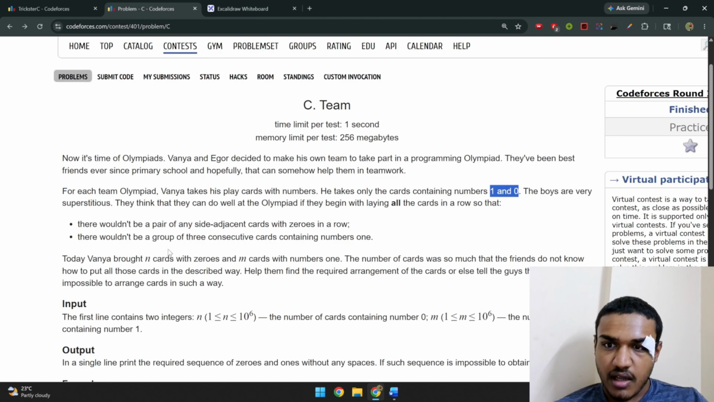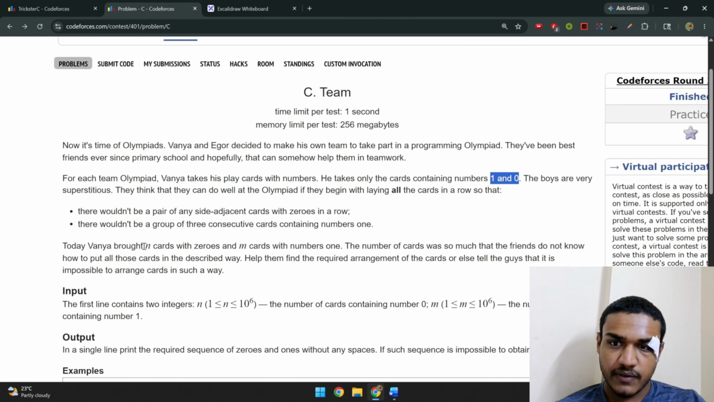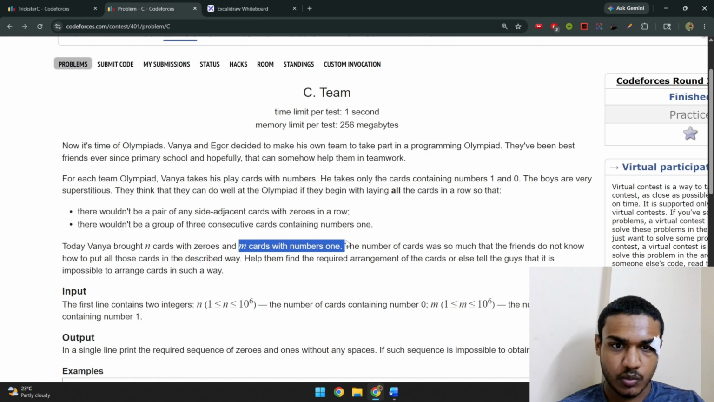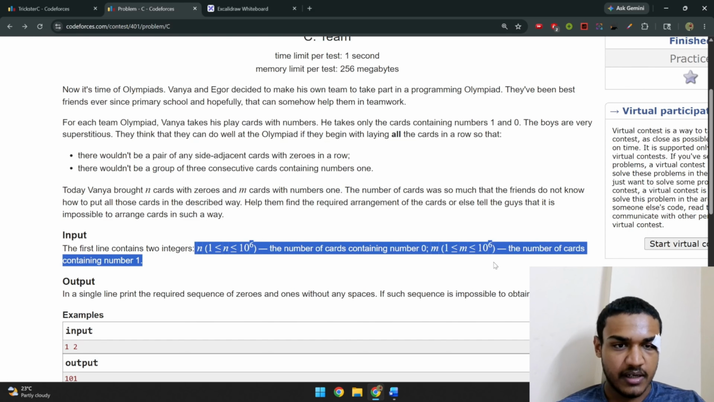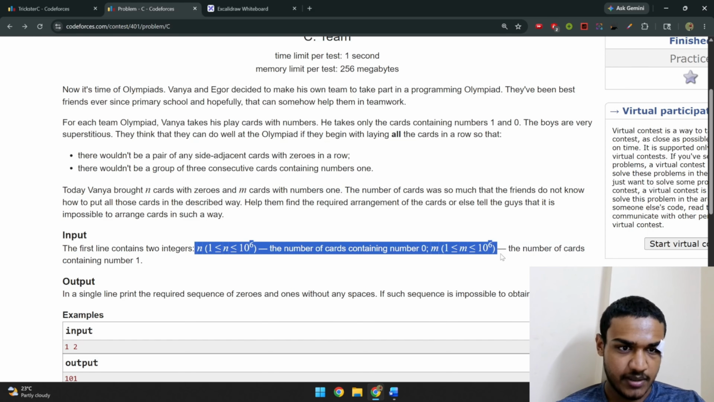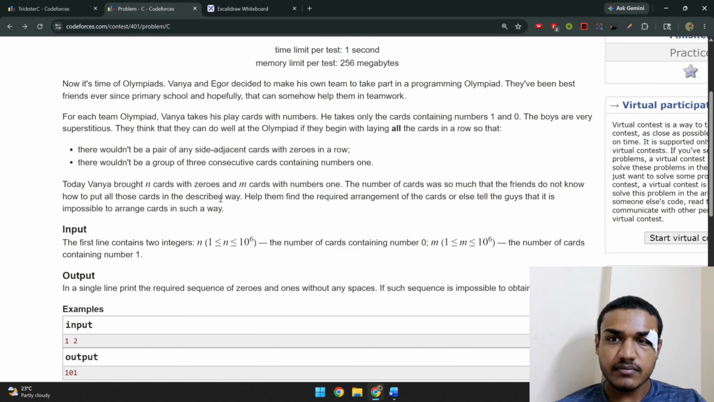But before that, how are they giving us the input? We get n cards with zeros and m cards with ones, and n and m can get to pretty large numbers. If there is a valid sequence, we need to print this valid sequence of zeros and ones. If there is no such sequence, we print -1, saying that pattern is not possible with the number of cards you've given me.